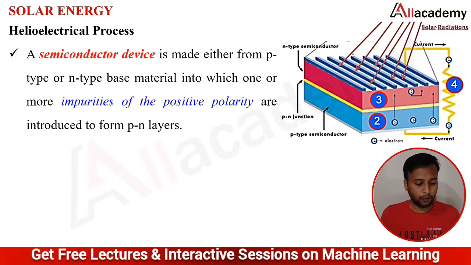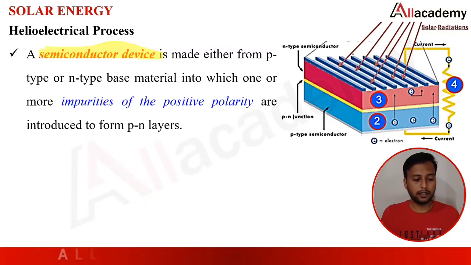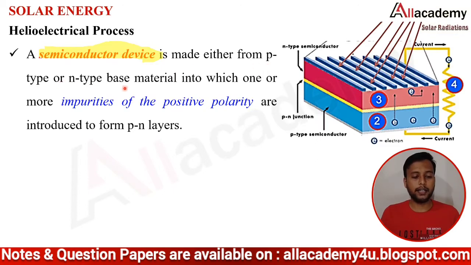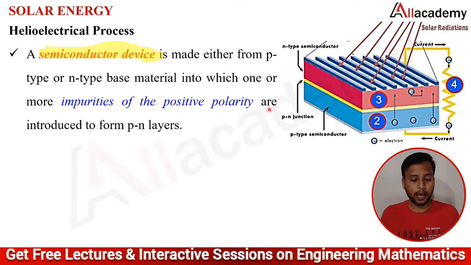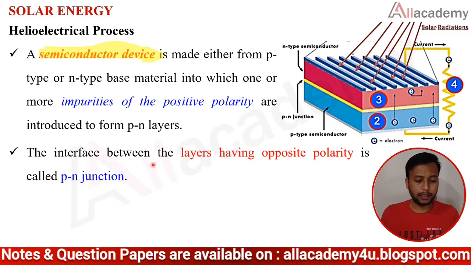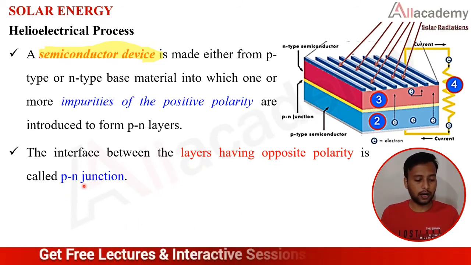This is a simple schematic of the semiconductor device, also known as a photovoltaic cell or a silicon cell. This semiconductor device is made from either P or N type base material, into which one or more impurities of opposite polarity are introduced to form a PN layer, or PN junction. The interface between layers having opposite polarity is called a PN junction.